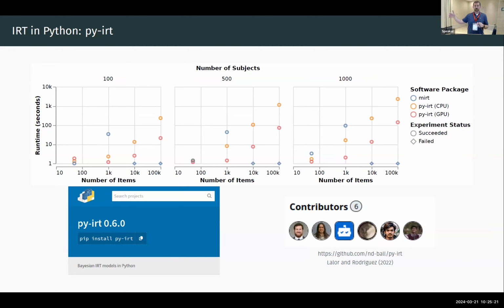And then it's also built on top of Pyro, which is able to work with GPUs. So if you have a GPU, you just get an extra speed up, comparing the red with the orange as well at those high levels.